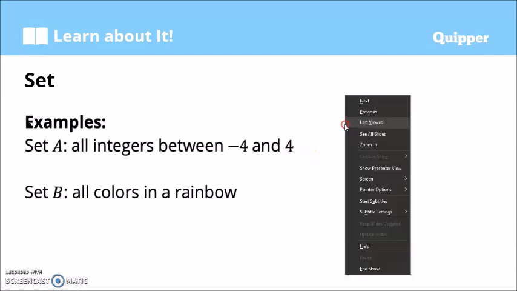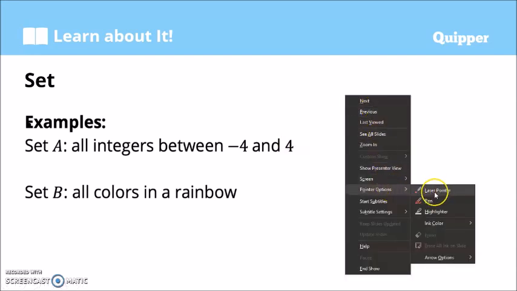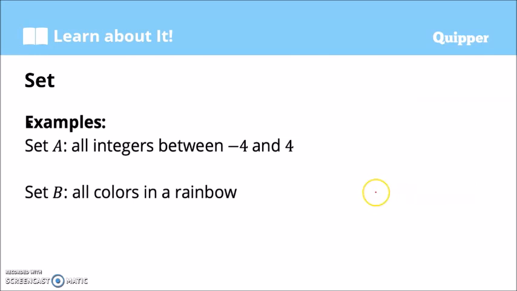Okay? So, ano-ano yung mga elements? Yung mga objects that are included in a set, we call them elements. Okay, elements. So, ano-ano yung mga elements ng set A? All integers between -4 and 4. So, we write the elements inside the brace. So, -3, ito yung mga elements niya, -3, -2, -1, 0.